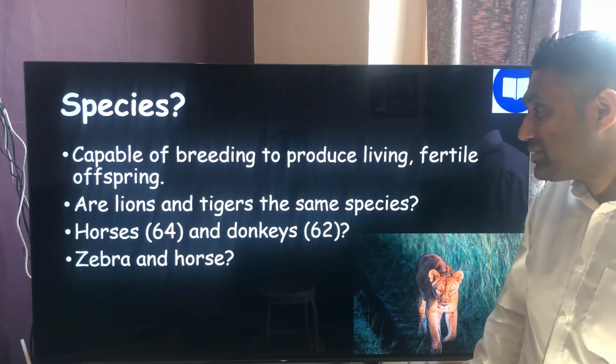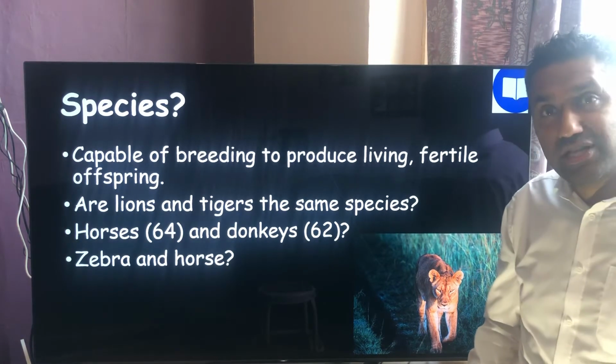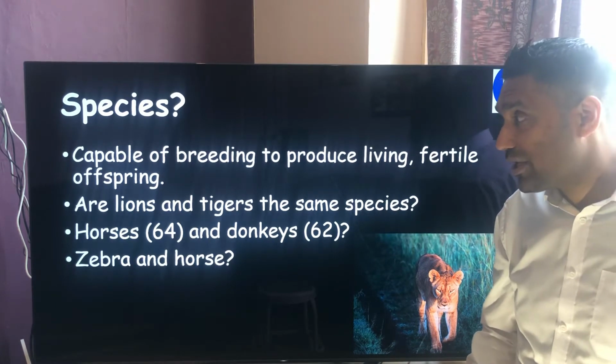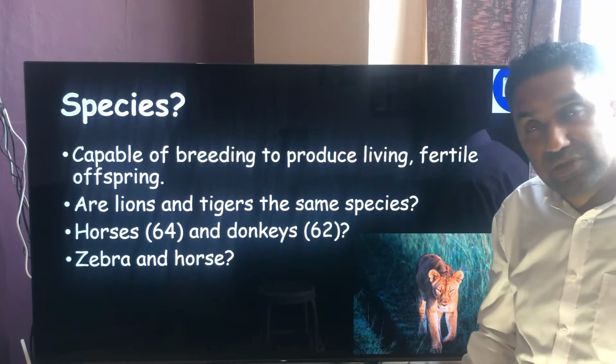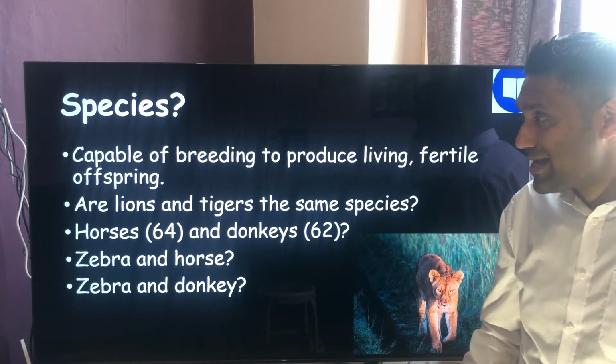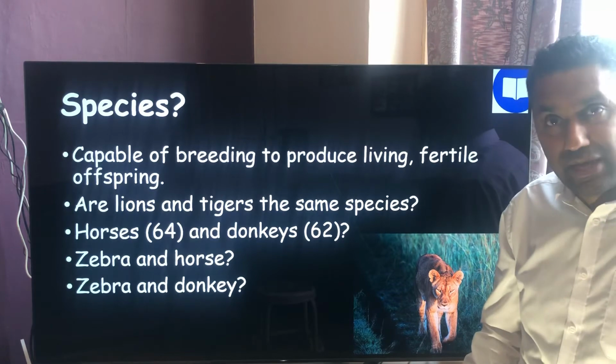Now, what about a zebra and a horse? You get a zorse. Yep, it's true. Again, they're not the same species. What about a zebra and a donkey? You get a zedonk. Again, they're not the same species.